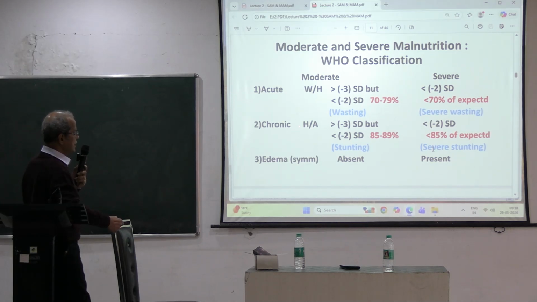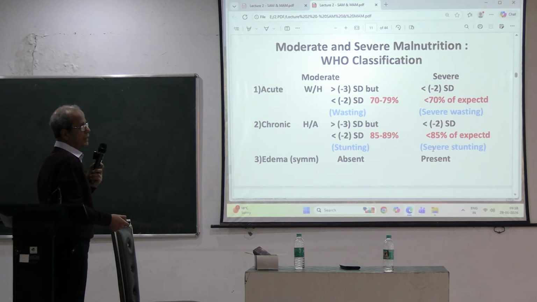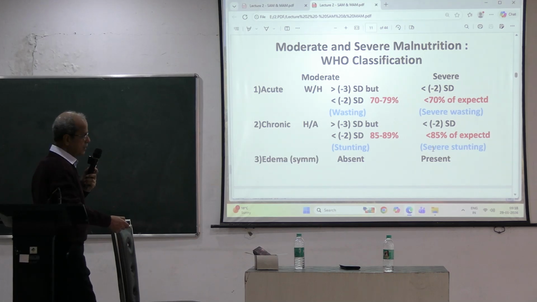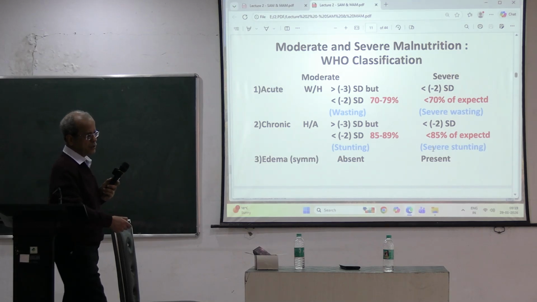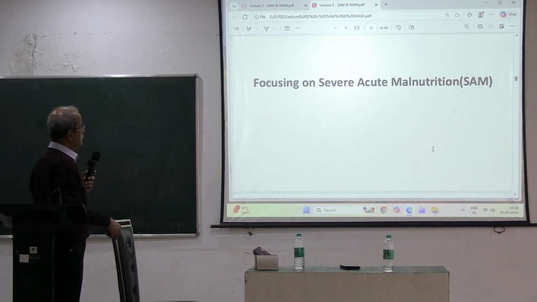For chronic malnutrition, similarly, you get stunting and severe stunting. If there is edema, it always falls in the severe category. Remember, presence of edema makes the child more vulnerable to infections, which is popularly known as kwashiorkor, and that falls under the severe category. However, in the presence of edema, the features of malnutrition are often masked. So if there is edema, you will have to say this is a severely malnourished child.